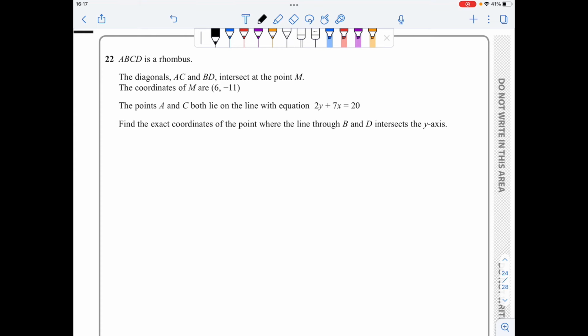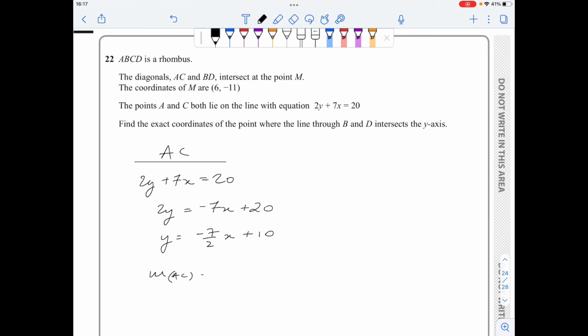Let's begin question 22 from the equation of line AC. Let's rearrange to extract the gradient and y-intercept. So 2y is equal to minus 7x plus 20. So y is minus 7 over 2x plus 10. So we have a gradient of minus 7 over 2. So the line AC looks like this.